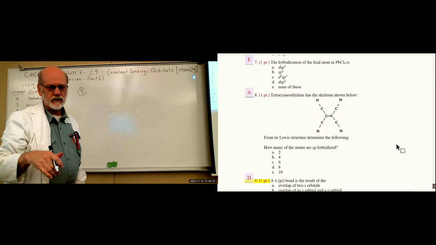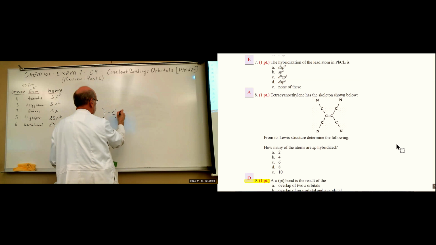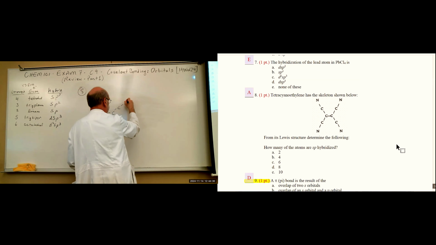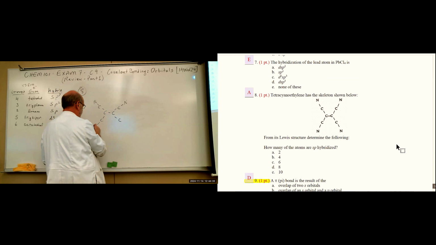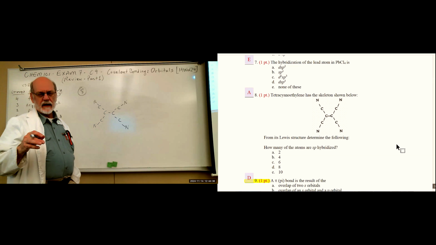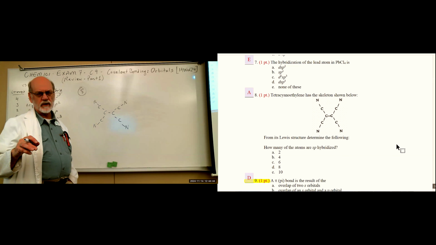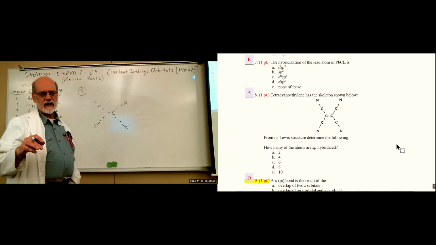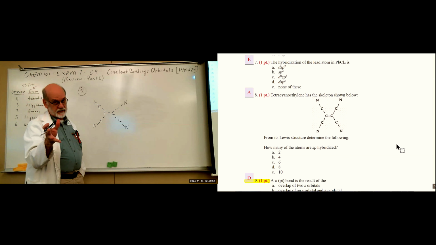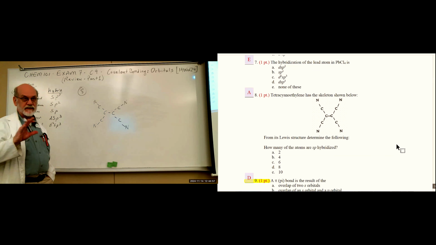When we have this skeletal structure, we have 2 carbons here, then we have a carbon each here, here, here, here, and then a nitrogen. That's the skeleton. Tetracyanoethylene has the skeleton shown below for its Lewis structure. How many of the atoms are sp hybridized? Okay, what we have to assume is that the way the problem is stated, there are no other atoms in there. We don't have to put hydrogens in, nothing.